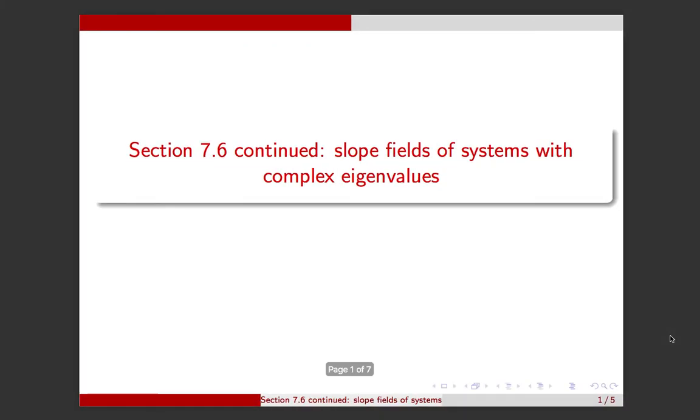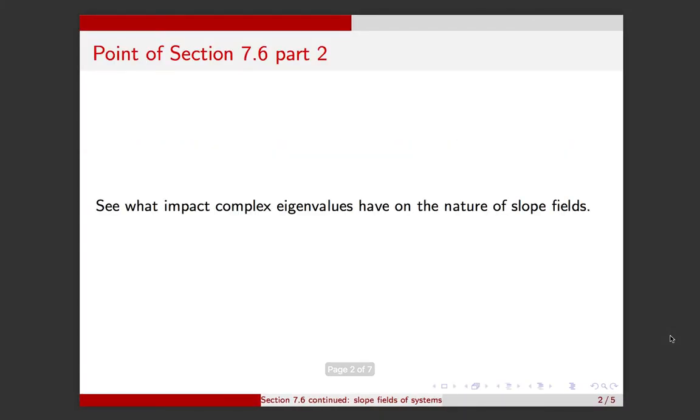In this video we'll talk about what slope fields of systems with complex eigenvalues look like. It turns out that the slope fields of these kinds of systems look quite a bit different than slope fields of systems with only real eigenvalues. And if you think about it, it shouldn't take too much thought to figure out why that might be.